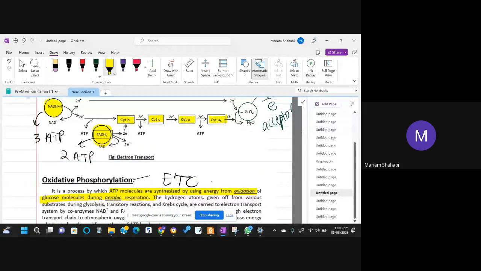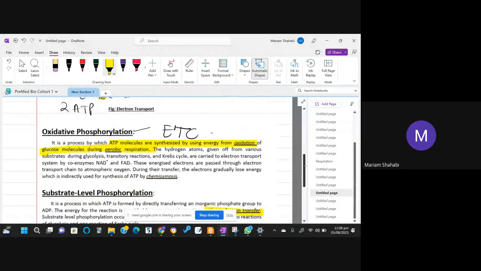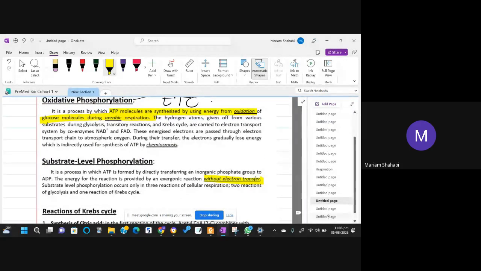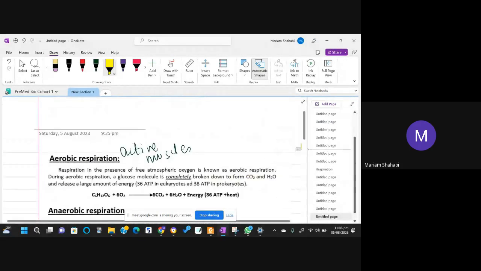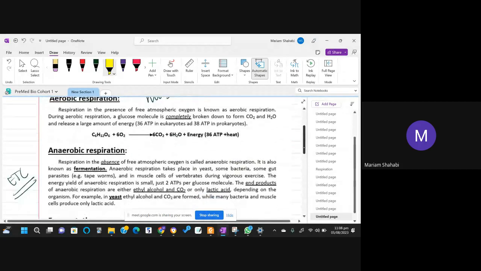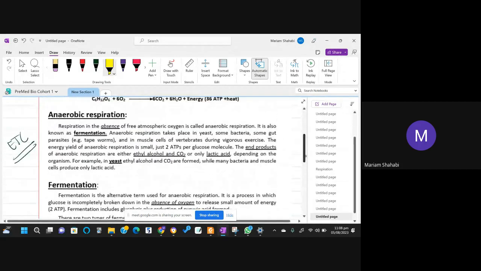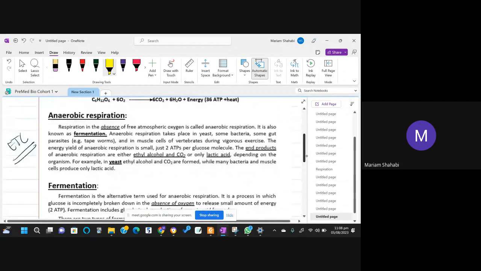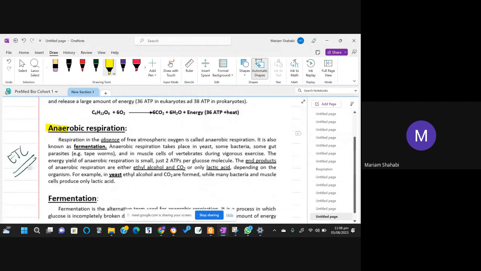We'll just be stuck with the 2 ATPs that we get in glycolysis, and we'll just be stuck with pyruvic acid. और वो जो 2 ATPs होंगे, उन्हीं से काम चलाना पड़ेगा. And that's not a nice thing for our cells. The cells would die for lack of energy. So इसीलिए we have anaerobic respiration as well.